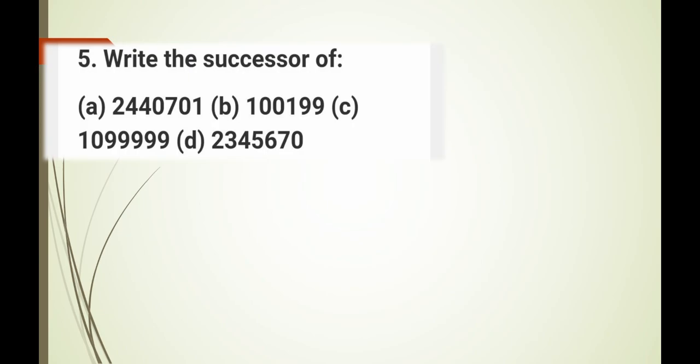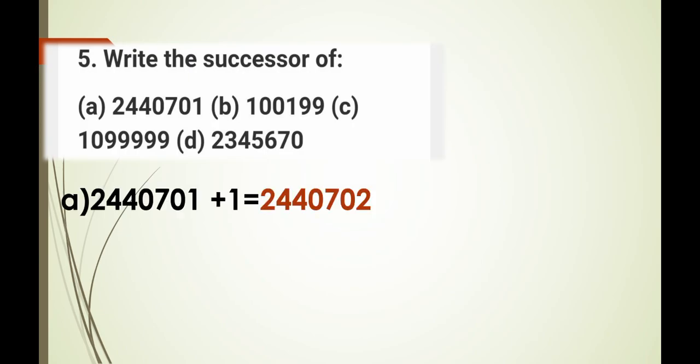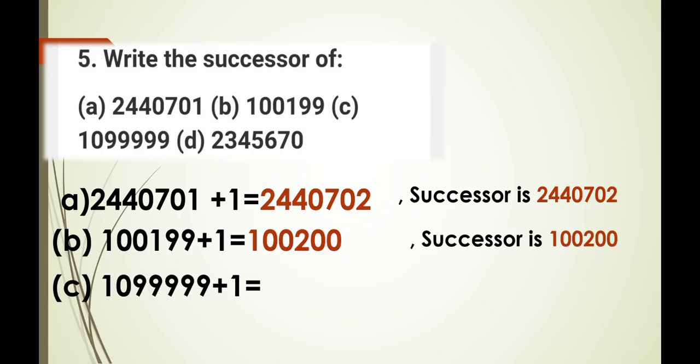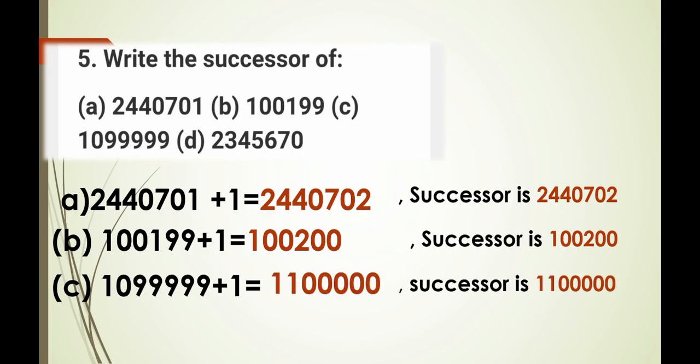So some numbers are given here. You have to find the successor. We'll see the first one. 24,40,701. I told you successor means the number after this number. Just add. So it will be 702. 24,40,702. Now comes the next question. Same way, just add the number, you will get the successor. All these questions you have to add the numbers. Okay.